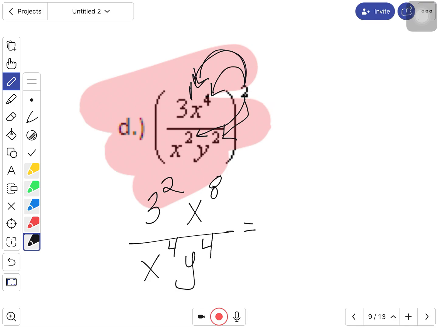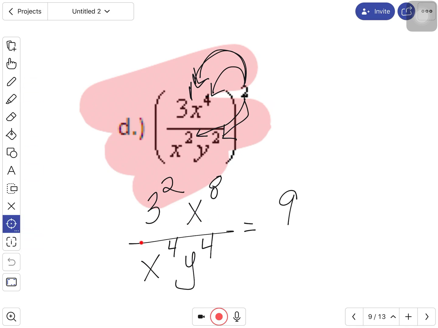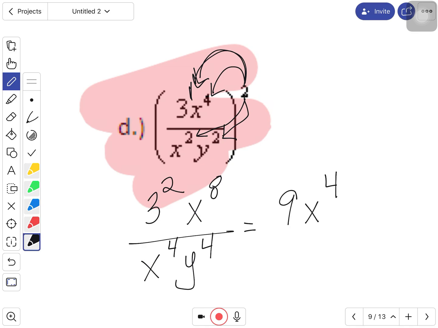And then I'm not quite done, because what I can see right now is 2 reasons. 3 squared, we can simplify that, that's 9. And then also if I have x to the 8th over x to the 4th, again, I'm allowed to subtract 8 minus 4. 8 minus 4 is just 4, y to the 4th.